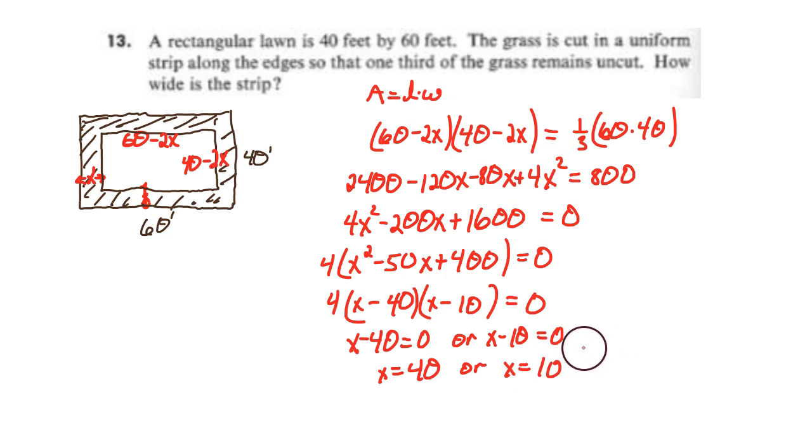Let's check the result against the original question. First of all, what was the letter x? It was how wide the strip is. Could the strip be 40 feet wide? That doesn't make any sense at all. The entire yard is only 40 feet. So how can just the strip here be 40 feet? Could the strip be 10? Yep, that makes more sense. So our answer is 10 feet.